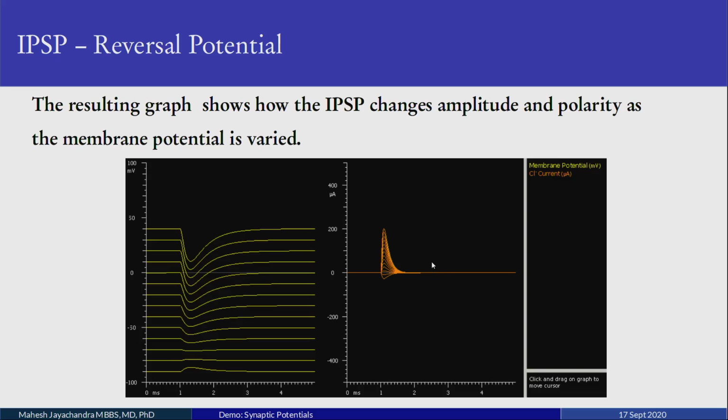Similarly, the IPSP, the inhibitory postsynaptic potential, here it's modeled by chloride, and again you see a reversal potential happening pretty low over here. And you see actually the currents in the next panel, right?